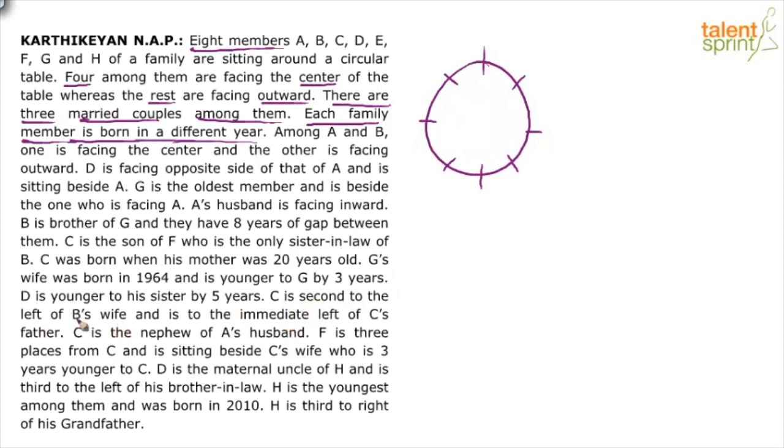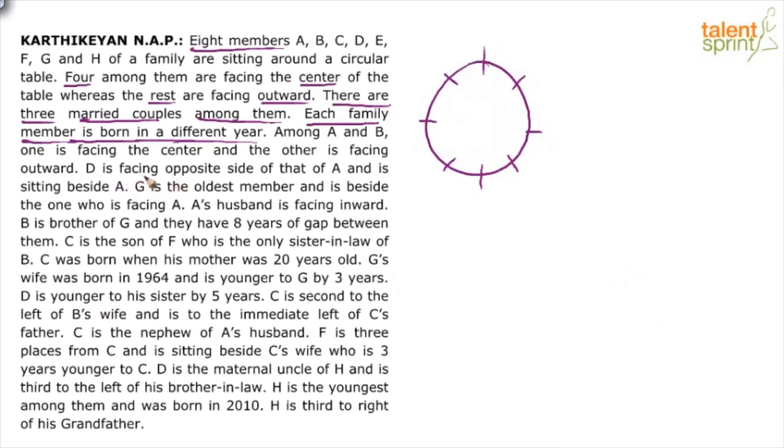No, C second to the left of B's wife. If you don't know who's B's wife, then it's not going to help you. So I think first we will focus on getting the family tree. Once the family tree is obtained, we will try to do the arrangement. Okay. So let us see where we can start the family tree.